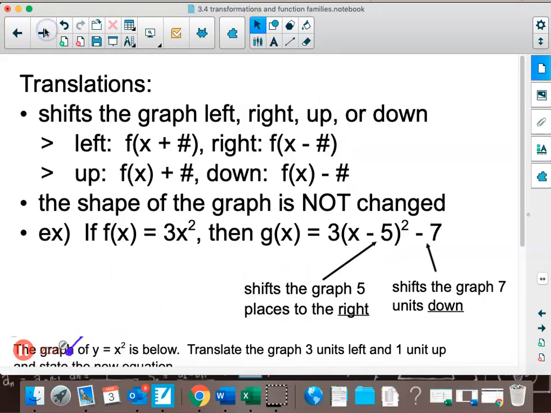Moving on. We're going to study 4 types of what are called transformations. And the first type is called translations.